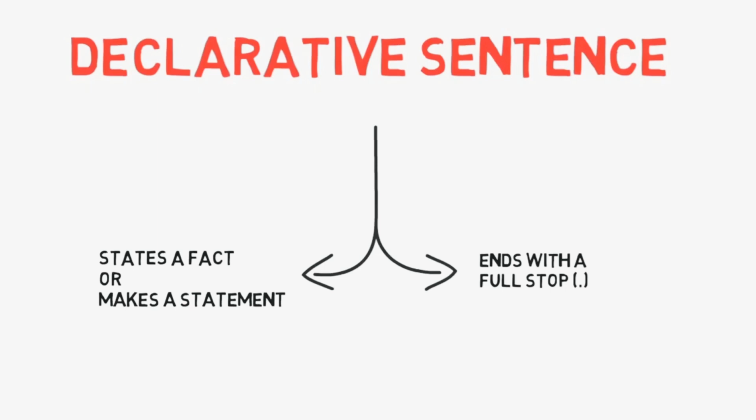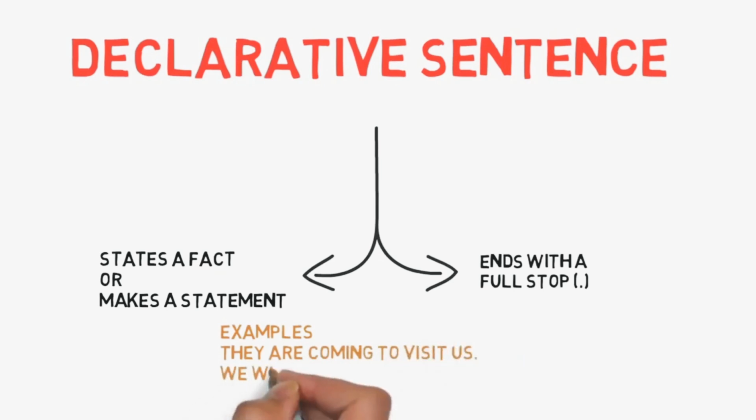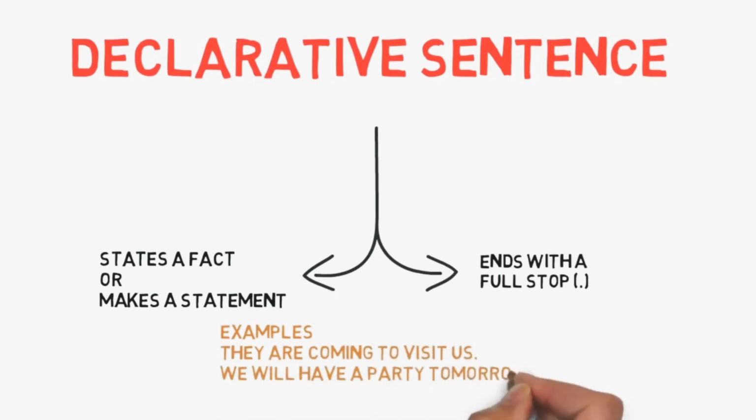Let's look at the example. They are coming to visit us. We will have a party tomorrow. These 2 sentences are statements. Honesty is the best policy, and this is a fact.